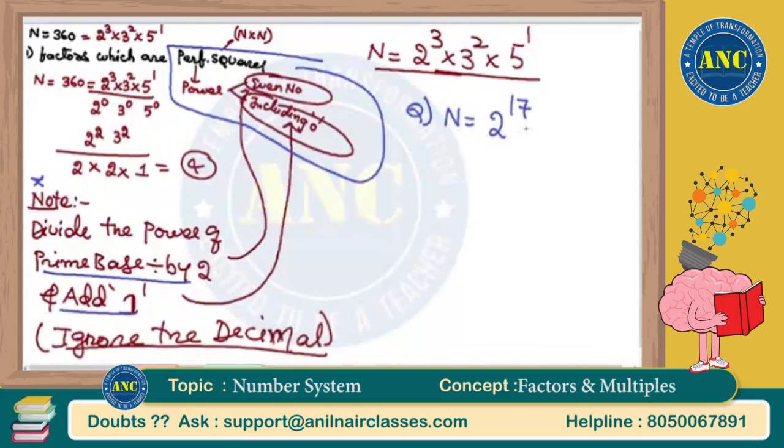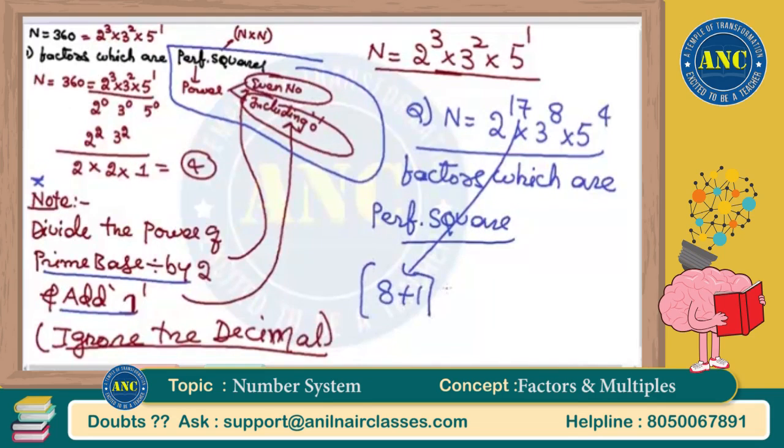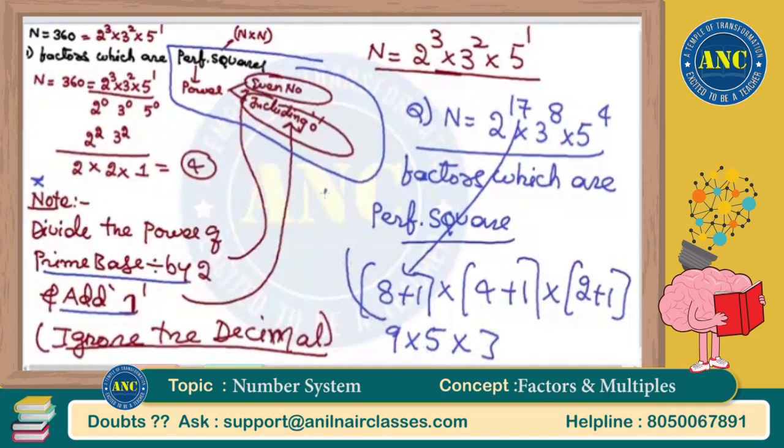2 power 17 into 3 power 8 into 5 power 4. Find the factors which are perfect squares. Divide the power by 2 and add 1. 17 by 2, 8 plus 1, which is 9. 8 by 2, 4 plus 1, which is 5. 4 by 2, 2 plus 1, which is 3. So 9 into 5 into 3, 45 into 3, 135. The answer is 135.